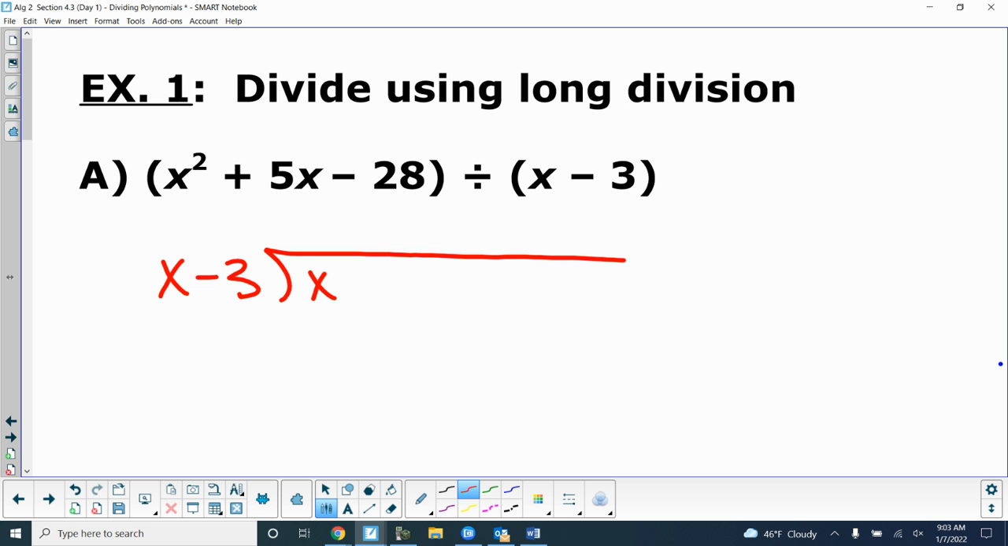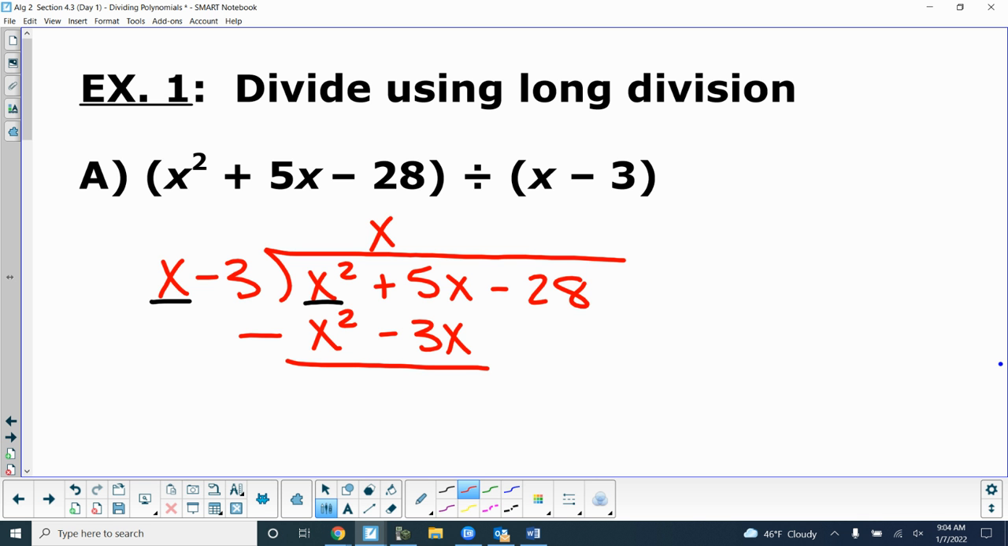And then the x squared plus 5x minus 28 is in there. Again, all you worry about is that divided by that, which is a really easy problem, right? It's just x, correct? So the x goes up there. Now I multiply x, it's like distributing. X times x and x times -3. And then we do subtraction, right? So that means those x squareds go away. That's what's supposed to happen.